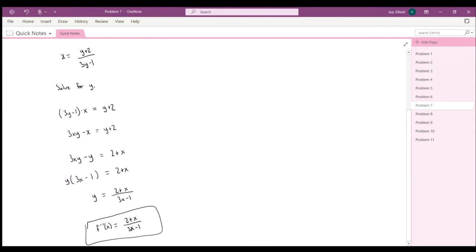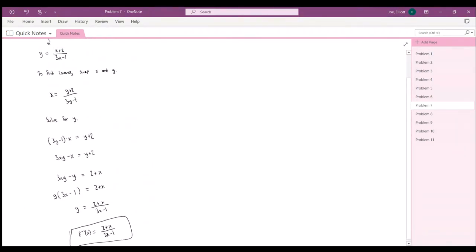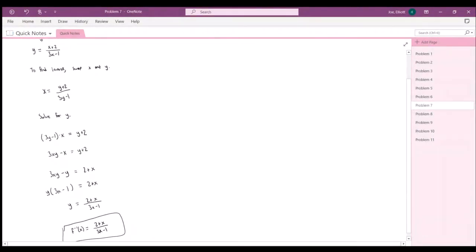All right. So then, just a quick recap: take your function and write it as y equals instead of f of x equals. Swap all the x's and y's, and then solve for y. Solve for y by getting all the y's on one side and everything else to the other side. Once you've done that, you factor out the y, divide, and at the end, replace y with f inverse of x. All right. Any questions about that?